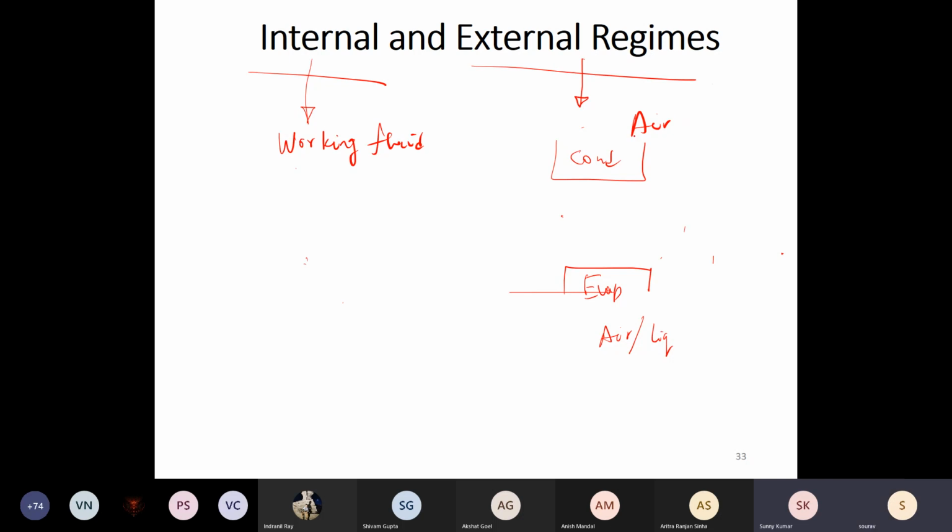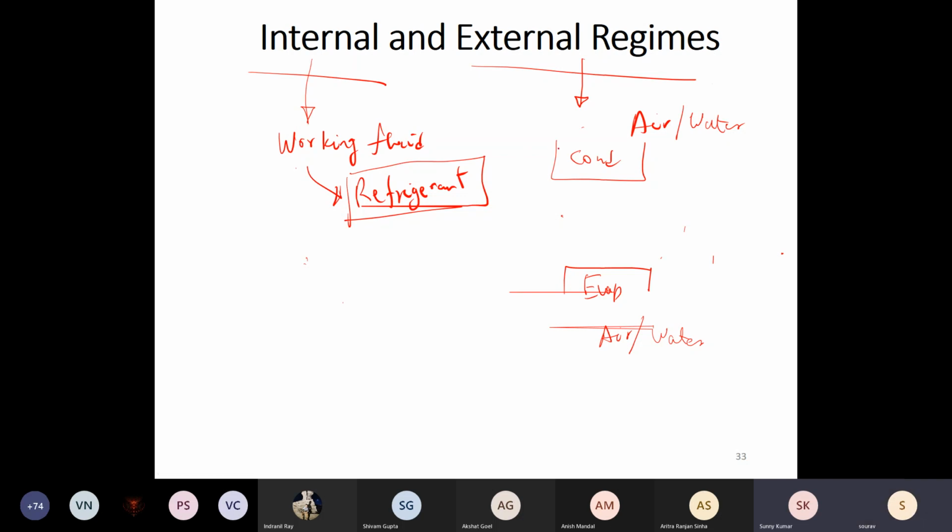Similarly, it need not always be an air-cooled condenser. You can also have a water-cooled condenser. So the most common types of external regimes would be air or water. And your internal regime is the working fluid, which we call refrigerant. So when we draw the thermodynamic cycles, we always draw the state points of the refrigerant. We never care about what is happening to the external regime.